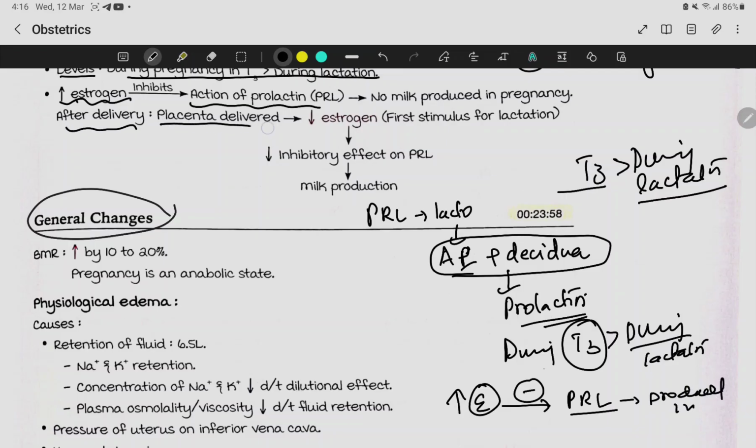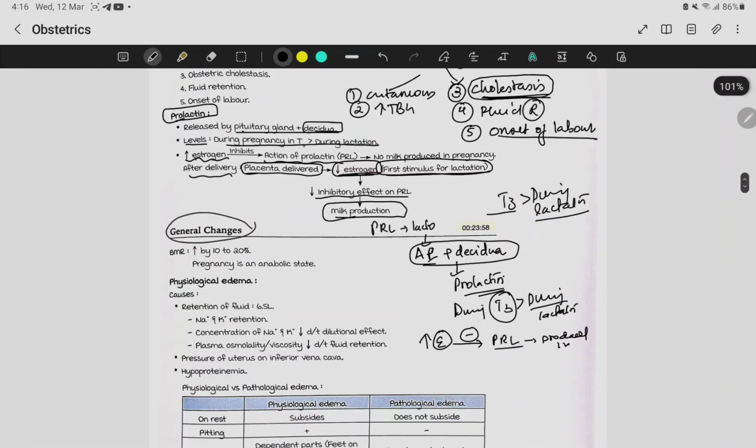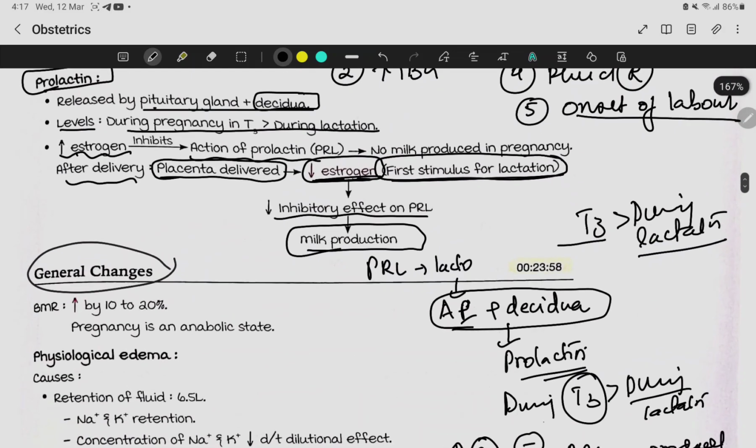After delivery, since the placenta gets delivered, there will be decreased estrogen, and decreased estrogen is the first stimulus for lactation. So there is decreased inhibitory effect on the prolactin, and there will be milk production. So this is how the thing occurs, right?